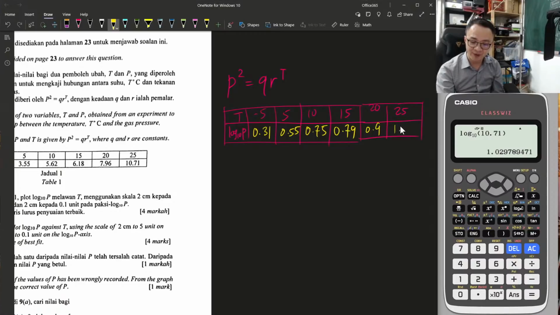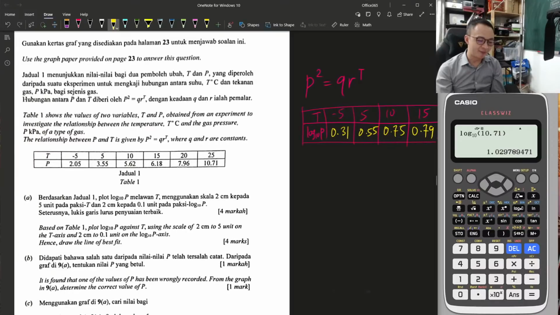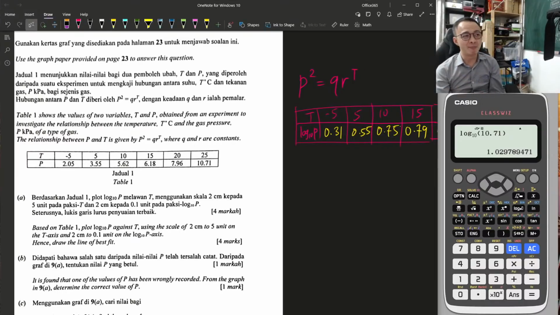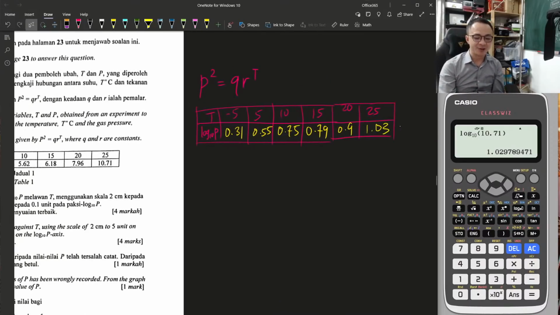Okay, 1.03. So after we are done with this, you can actually use a spreadsheet to straight away find all the log 10 p values. Yes, you can, but because not all students have the same model of calculator, I teach the manual way first. I believe this manual way can be done on all types of calculators.